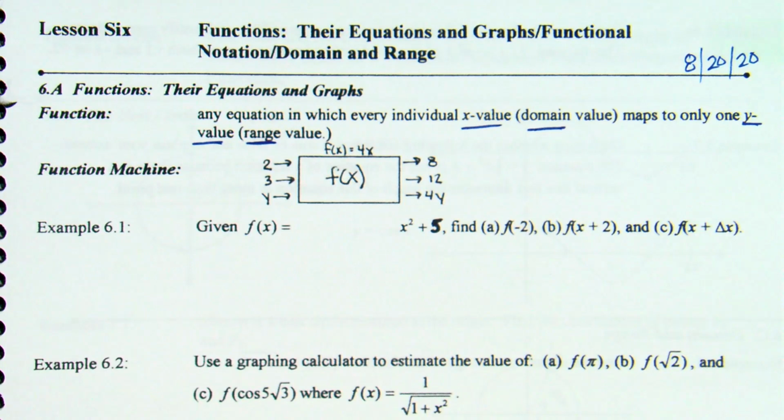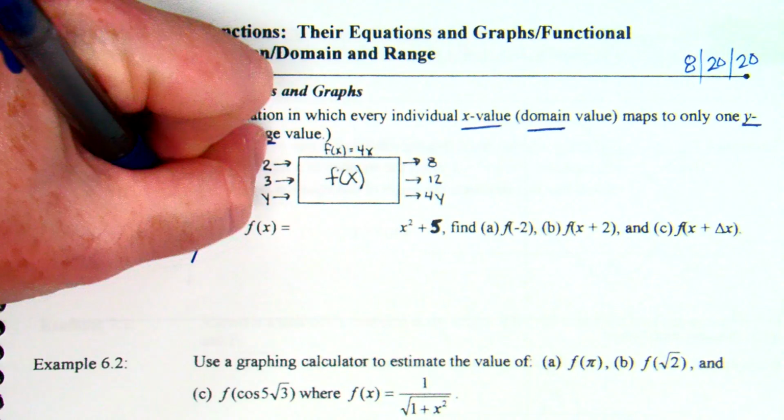Now, our example 1, again, just reviews function. Given f of x equals x squared plus 5. Find, and there are 3 parts here. A is f of negative 2, B is f of x plus 2, and C is f of x plus delta x.